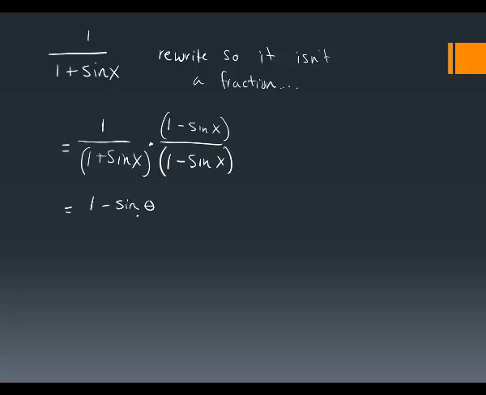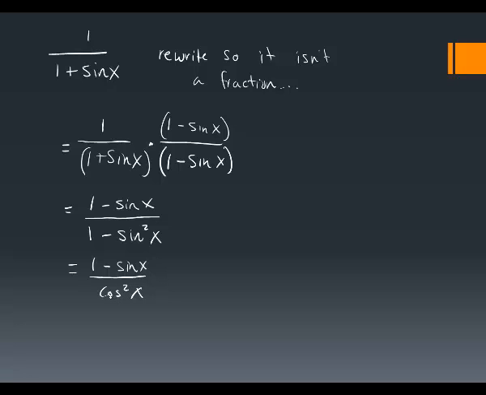sine theta. Great, I changed it to theta, so I'm going to go ahead and erase that. And I will go back here, sorry. Sine x, that's on the top, over, this turns into 1 minus sine squared x. We have an identity that says 1 minus sine squared x is equal to cosine squared x. So we get 1 minus sine x over cosine squared x.